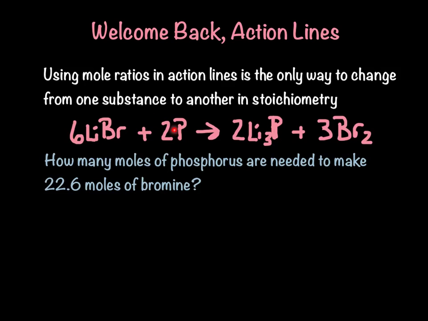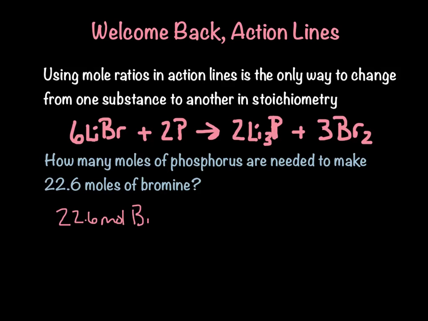Remember, these coefficients stand for moles. So I'm going to show you an easy one how to do this here. How many moles of phosphorus are needed to make 22.6 moles of bromine? So we're going to start our action line with what we know. We know that we have 22.6 moles of bromine.